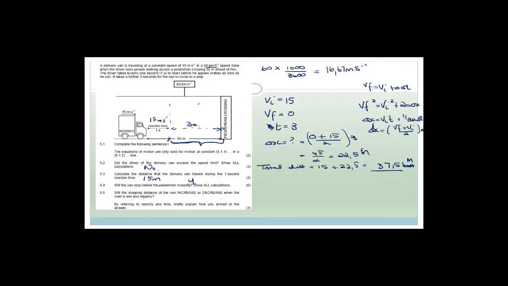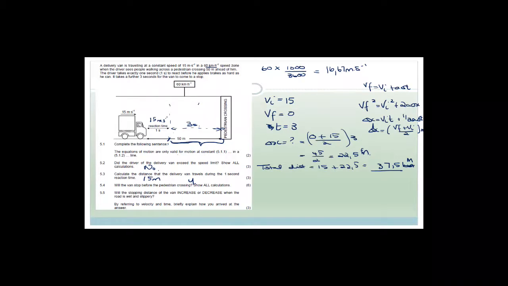Yes, he does. And please, guys, remember that you can't just do your calculation and not actually explain your answers. You can't just do the calculation and then go, well, it's pretty obvious that he therefore stopped in time. You need to answer the question. If they ask, will he stop in time? The answer is yes or no. And then obviously you show your working.